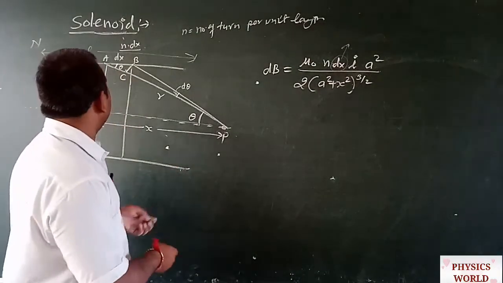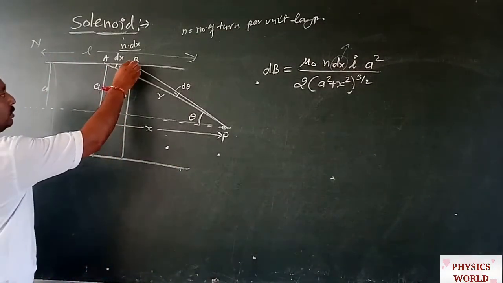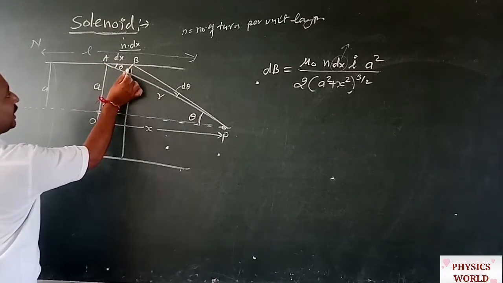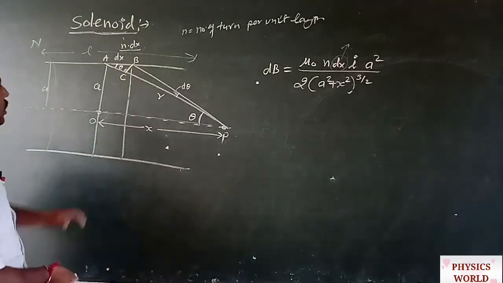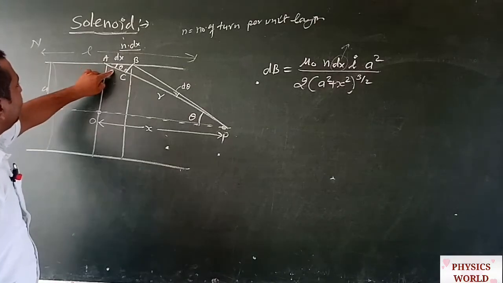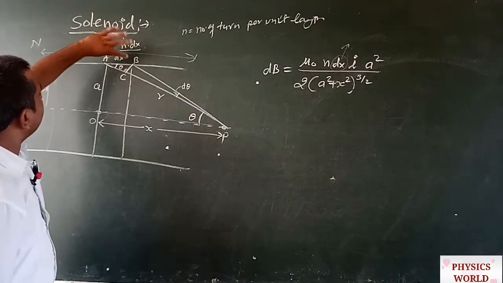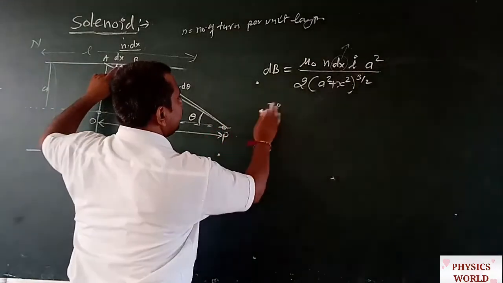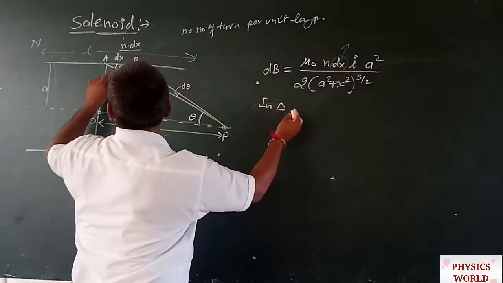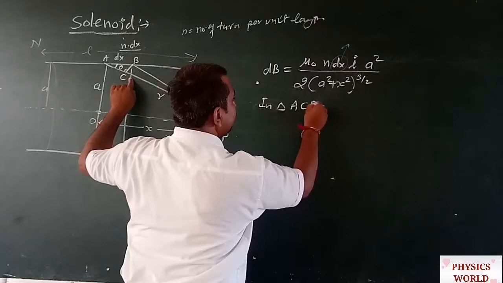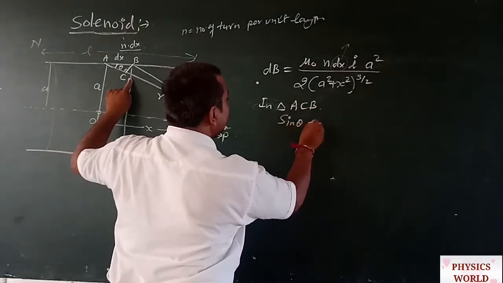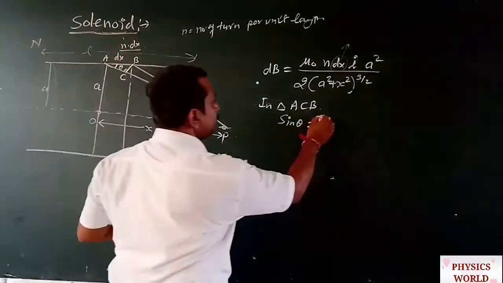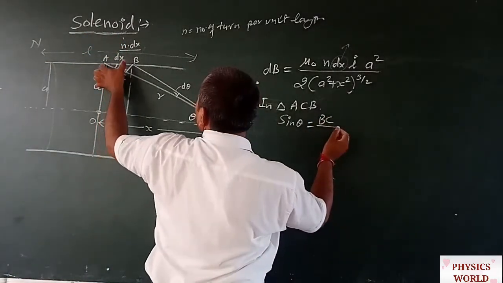So let us make our solution. If we talk about this triangle ABC, then angle C is 90 degrees. So if we take the sine of theta in this triangle ACB, then we get sine of theta equal to perpendicular upon hypotenuse, that is BC divided by AB.